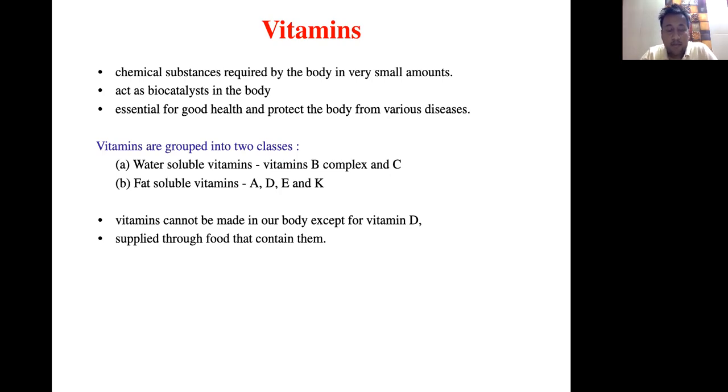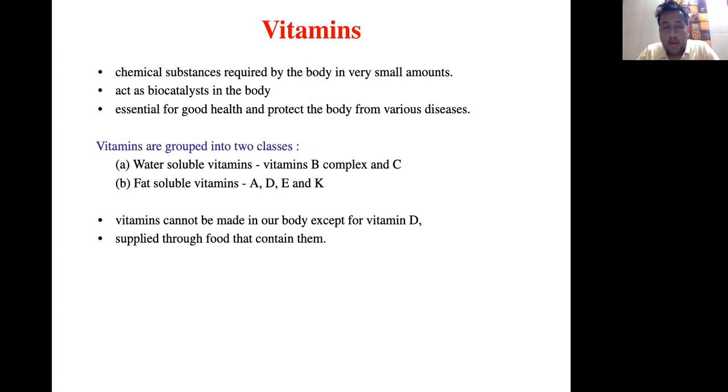So vitamins can be broadly classified into two classes. They can be either water soluble vitamins or fat soluble vitamins. So water soluble vitamins are B complex like B1, B2, B3, B5, B6, B12, and vitamin C. And the fat soluble vitamins, as I told earlier also, are A, D, E, K.